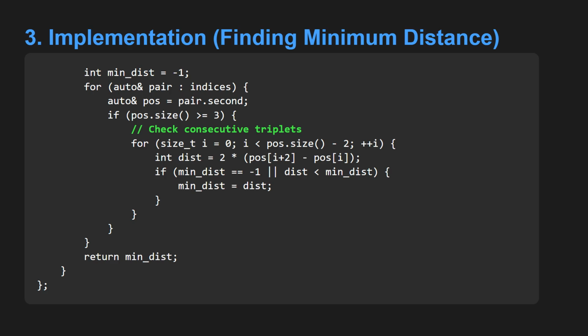Next, we initialize our minimum distance to -1. We then iterate over every value in our hash map. For any value that appears at least 3 times, we loop through its indices. Since we only care about minimizing the gap, we check every 3 consecutive occurrences, which are at positions i and i plus 2. We calculate the distance as 2 times the difference between these two positions, and update our overall minimum distance. Finally, we return the result.